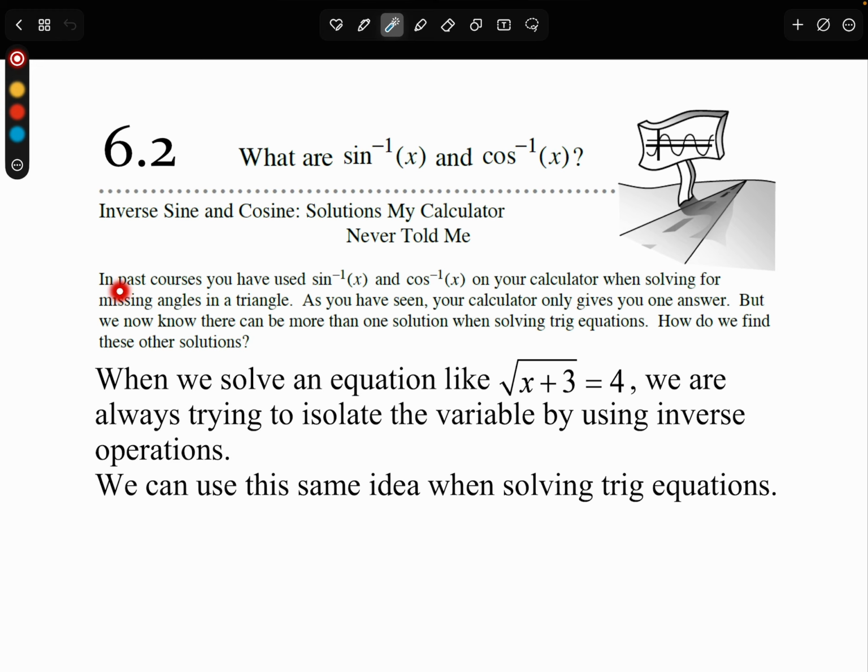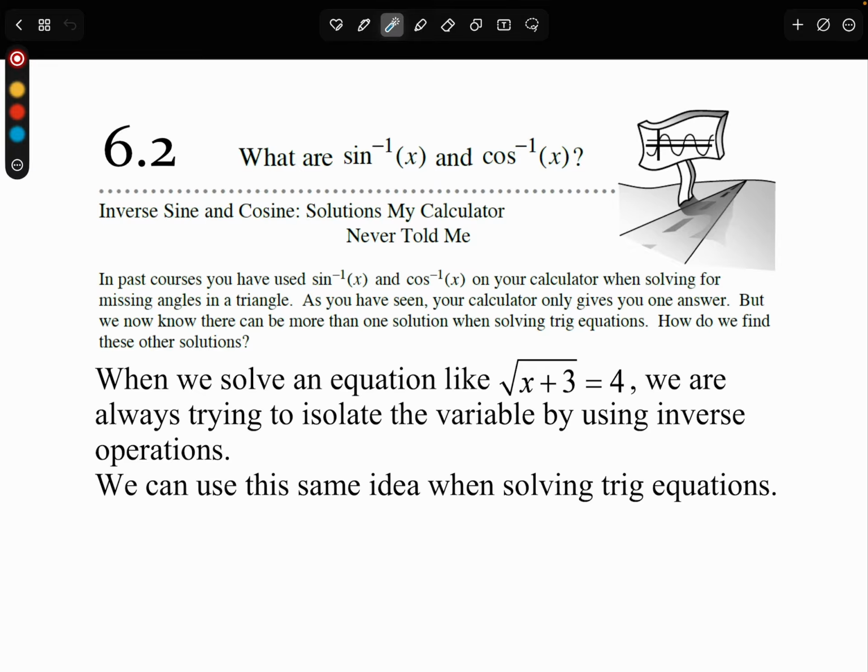So real quick here, it says, in the past courses, you have used the inverse sine and the inverse cosine on your calculator when solving for missing angles in a triangle. As you have seen, your calculator only gives you one answer. But we know there can be more than one answer when solving trig equations. How do we find these other solutions?